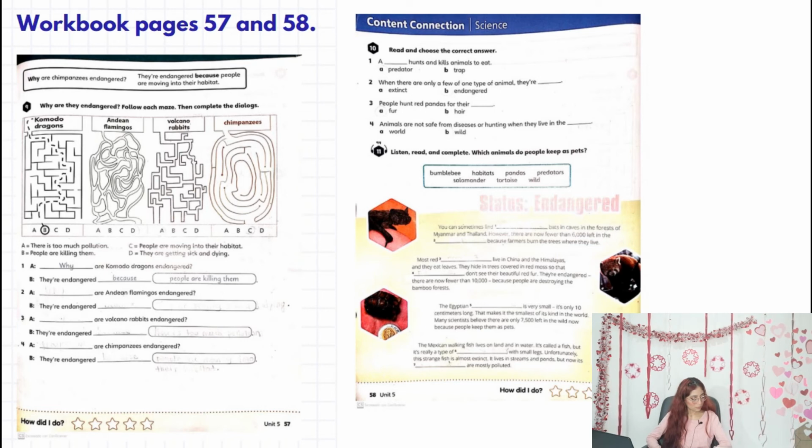The Egyptian tortoise is very small. It's only 10 centimeters long. That makes it the smallest of its kind in the world. Many scientists believe there are only 7,500 left in the wild now because people keep them as pets. The Mexican walking fish lives on land and in water. It's called a fish, but it's really a type of salamander with small legs. Unfortunately, this strange fish is almost extinct. It lives in streams and ponds, but now its habitats are mostly polluted.